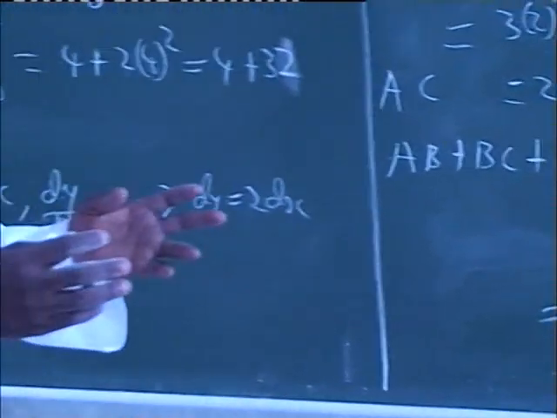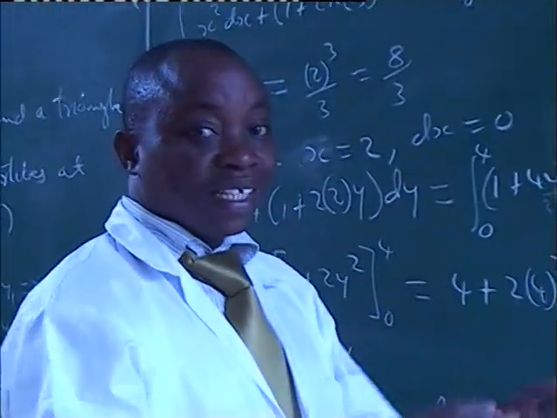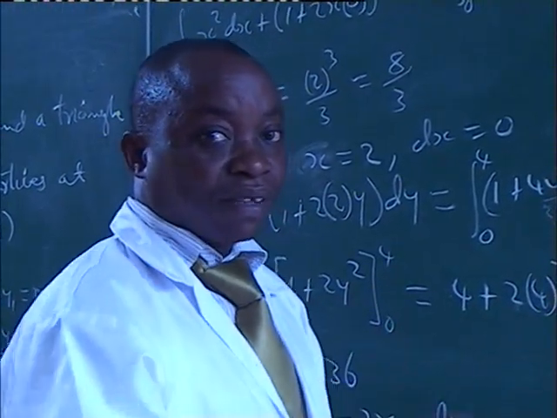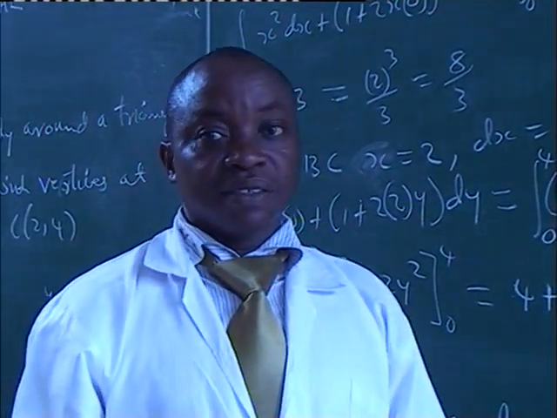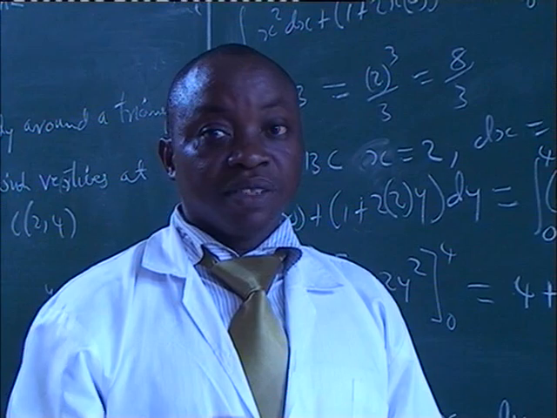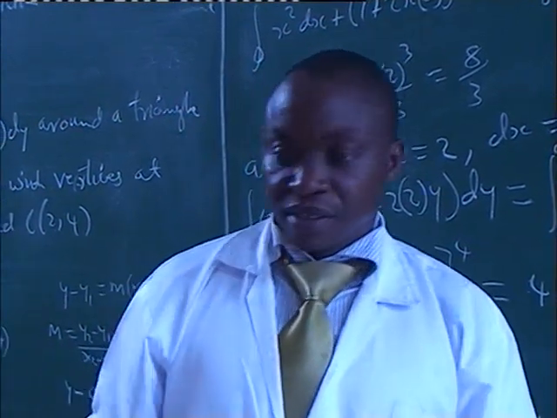Right. So that is the area in the xy plane. So we talk about the area of that triangle. We have taken it. So now we are going to look at Green's theorem. That's the Green's theorem.